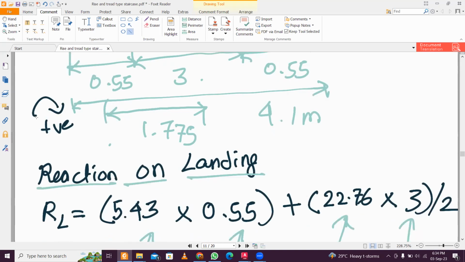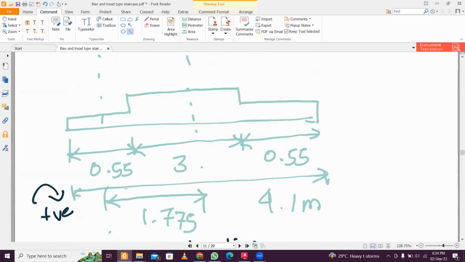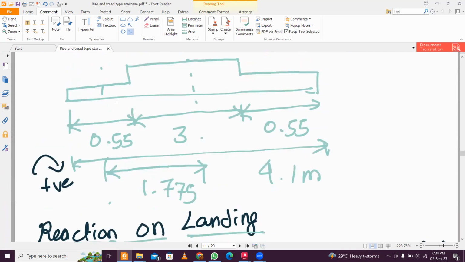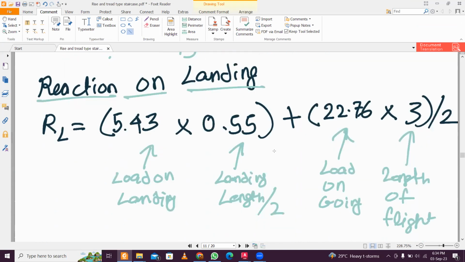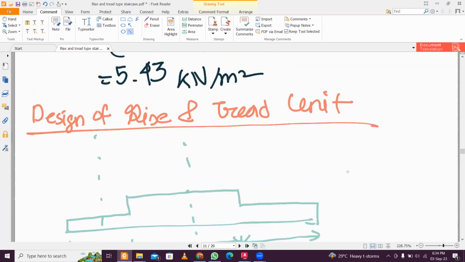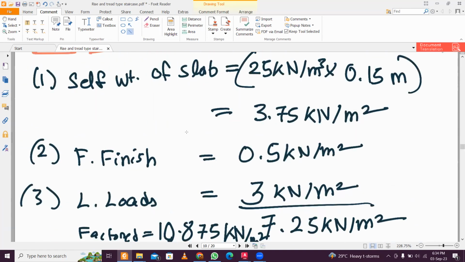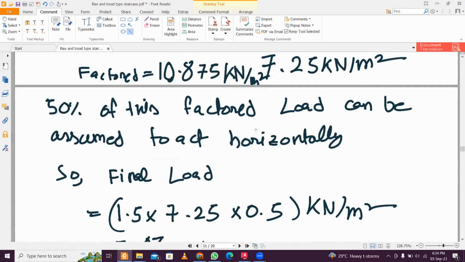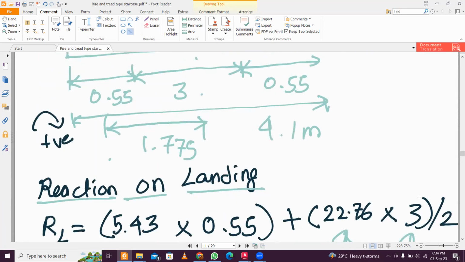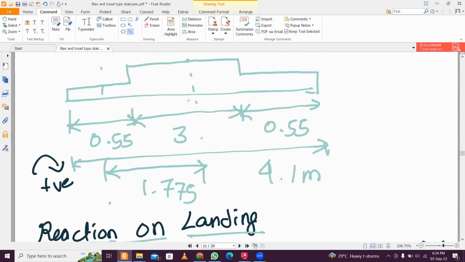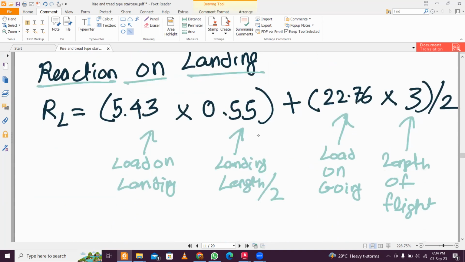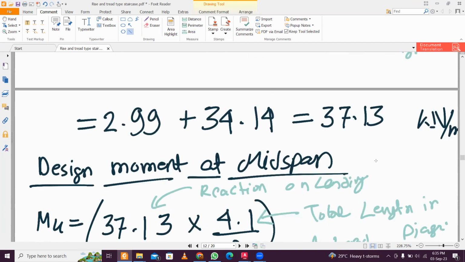Okay, so first of all, we calculate the reaction and we take one direction as positive. The reaction is the load on the landing, which is the final load 5.43 into 0.55. 0.55 is this zone in which it is acting, plus the load on the going, which you calculate. Here you can see 22.76 was the load on the going, 22.76 into 3 by 2, because it is acting in the middle. So this is the reaction, and this reaction comes as 37.13.